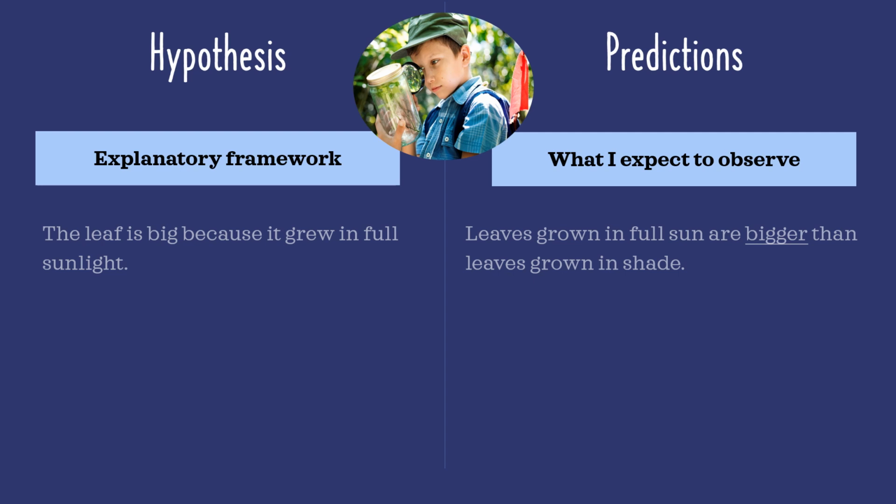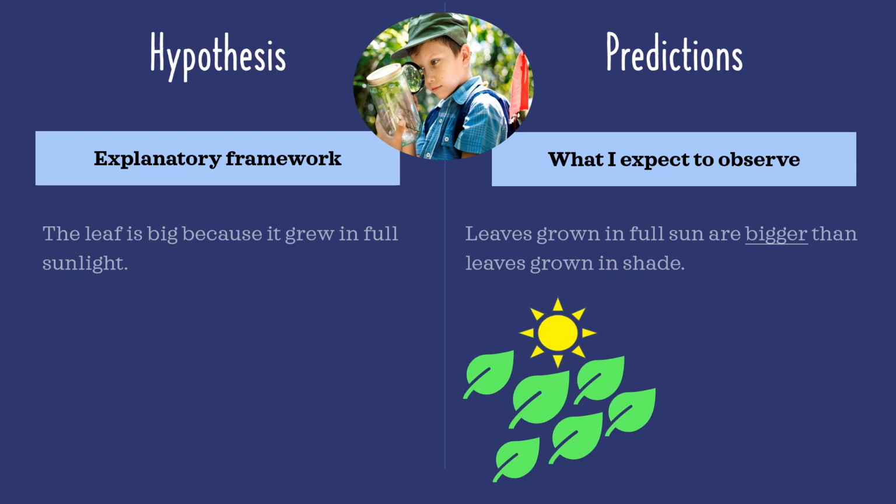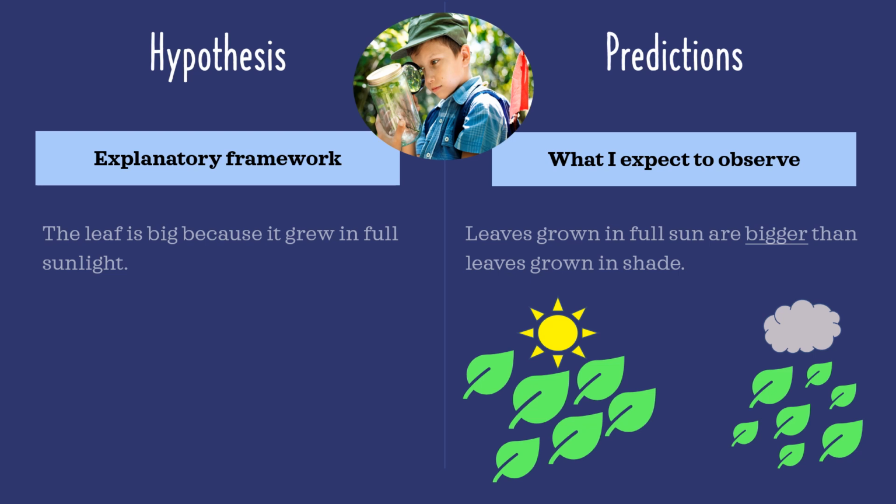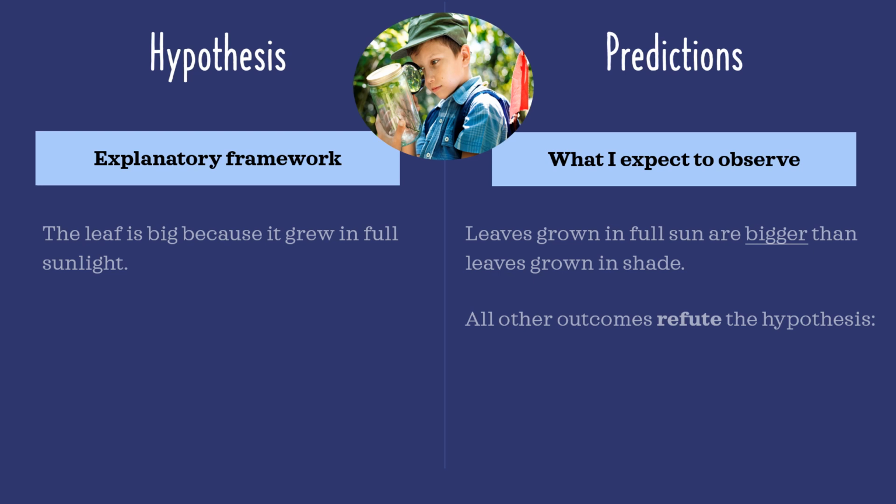So to test this hypothesis, you would go out to where many of these plants are growing, and you would measure their leaves. You would also record whether each plant is growing in full sun versus shade. The only observation that would support this hypothesis is if leaves grown in full sun tend to be bigger than leaves grown in shade. Any other trends observed would refute your hypothesis.